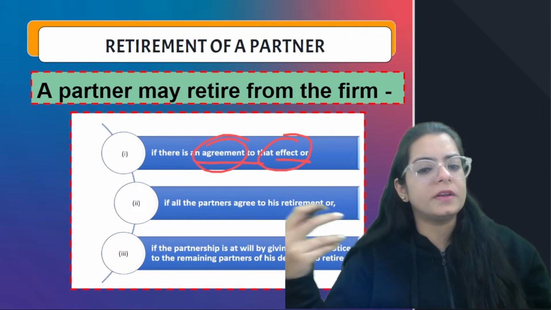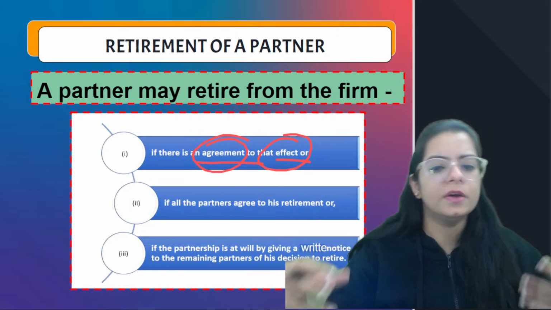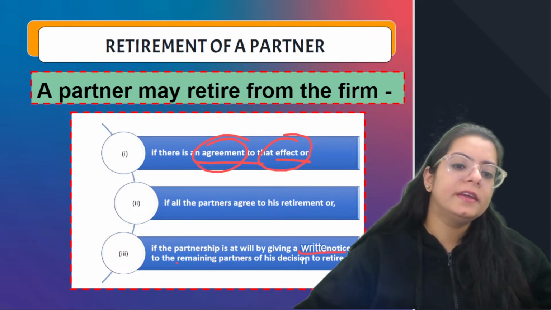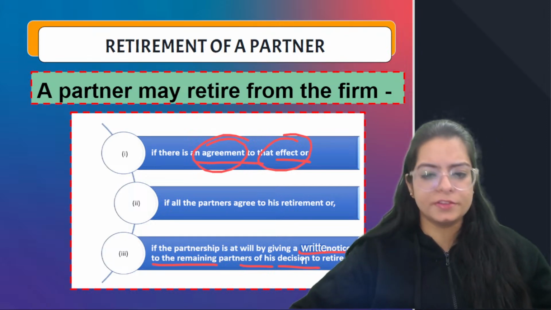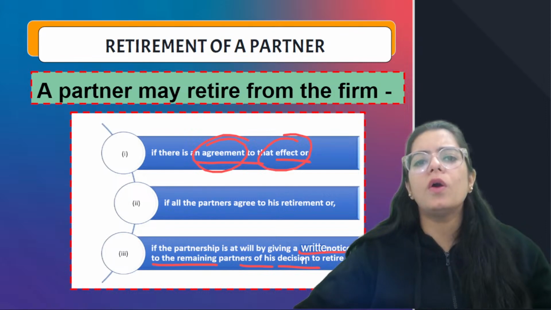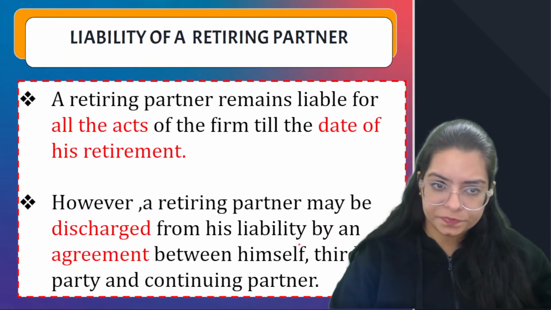Reason number two: if all partners agree to his retirement, then he can retire. If he gives a written notice to the other partners that he wants to retire, whether because of his age, because he doesn't want to work anymore, or for any other personal reason, then the partner can also retire.